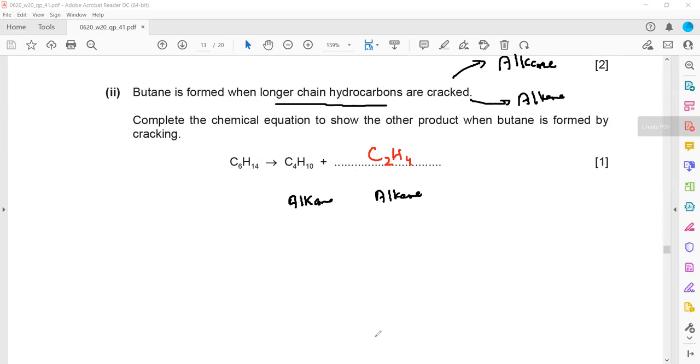So whenever cracking is done, one of the products is an alkane and another one is an alkene. How to identify an alkene? The general formula for an alkane is CnH2n+2, and for an alkene the general formula is CnH2n. The number of hydrogens will always be twice the number of carbon atoms.